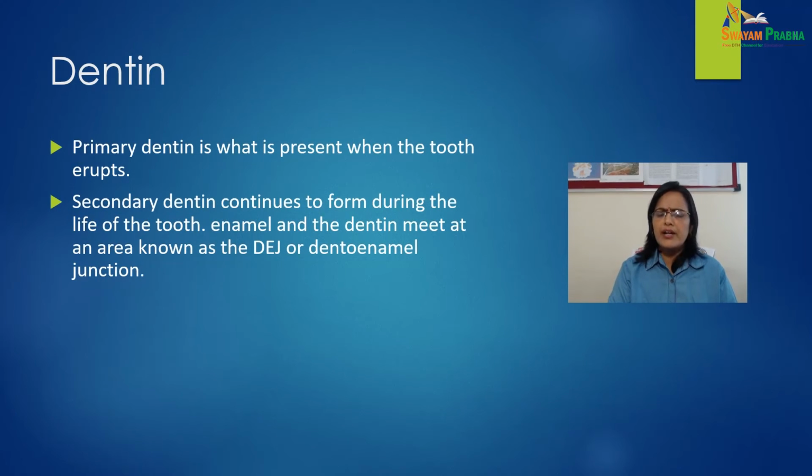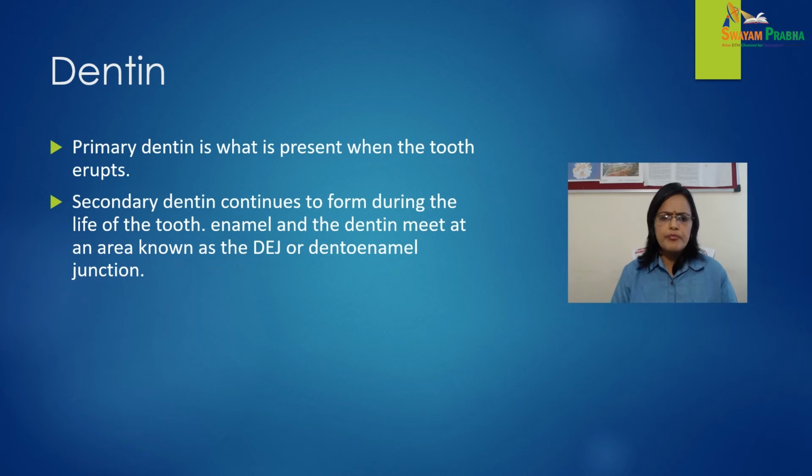There are three types of dentine: primary dentine, secondary dentine and tertiary dentine. Primary dentine is what is present when the tooth erupts. Secondary dentine continues to form during the life of the tooth, and tertiary dentine is what we observe after secondary dentine.